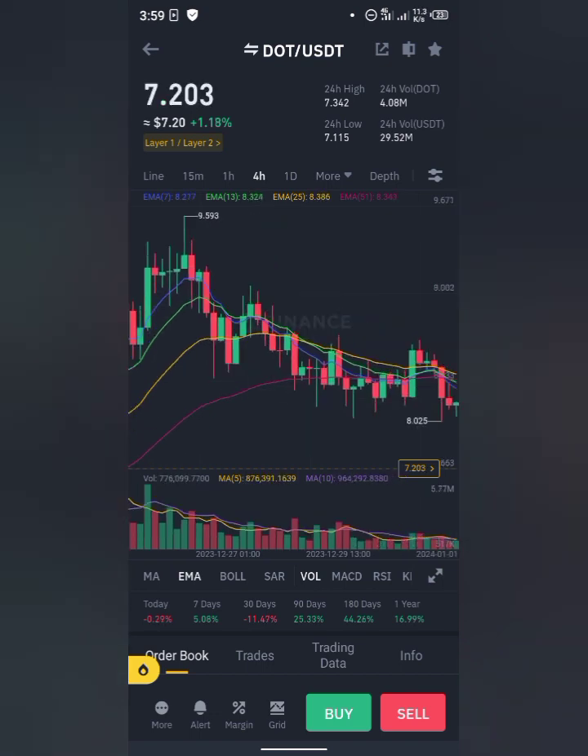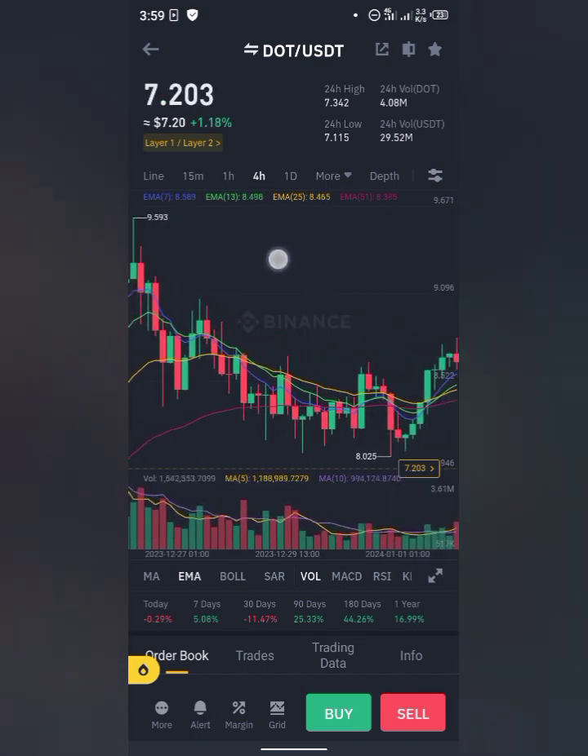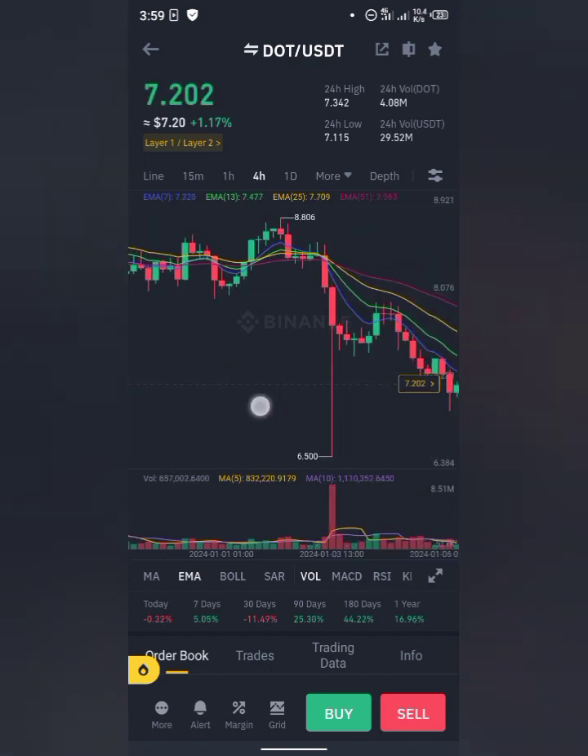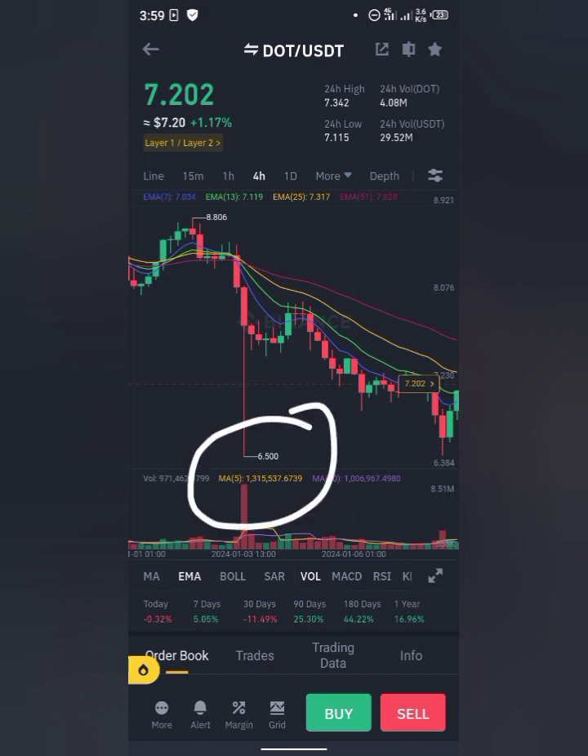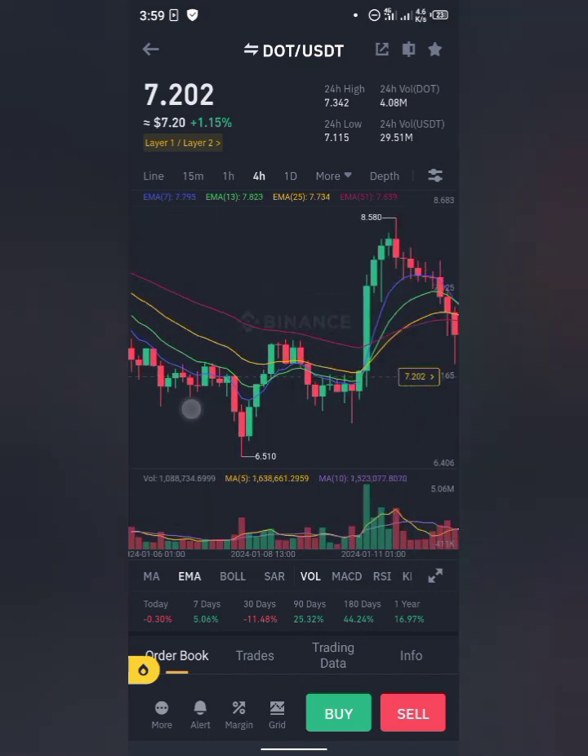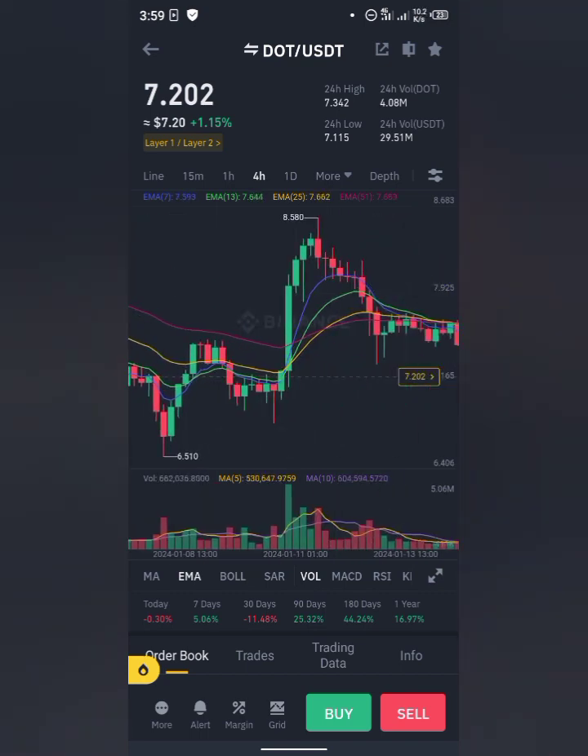I just bought carelessly, and then you can see since then the blue line has been dropping. It has been below, meaning the coin has been dropping. It got to a period it was even below all the colors, and it had a very massive dip. It dropped down to 6.5. So if you are going to be using the spot market to trade, make sure you have this knowledge. Don't just dive into it and purchase any coin.